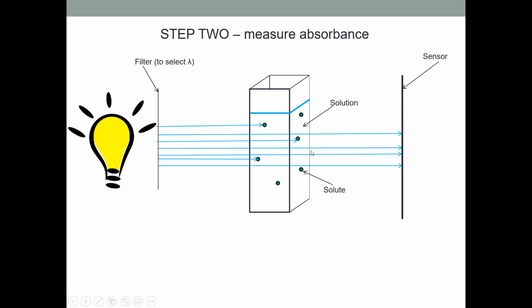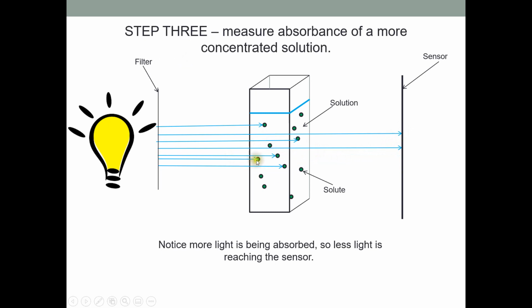If we increase the concentration, even more photons get absorbed as they pass through your solution, and fewer photons hit the sensor. So it registers a higher absorbance. So already you can see now the concentration of your substance in that solution is directly related to how many photons strike that sensor. Or in other words, how much light is being absorbed by your solute is directly related to the concentration of that solute in solution.